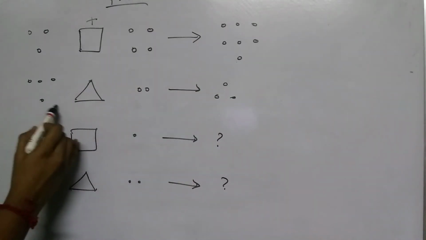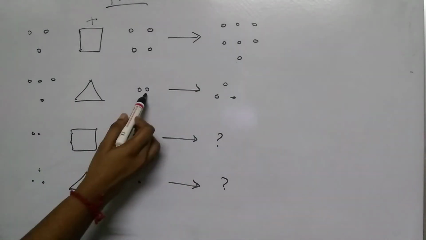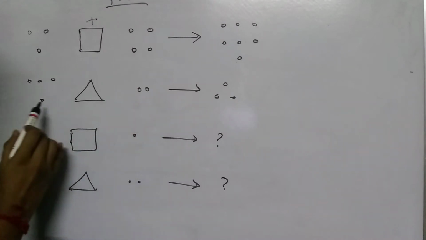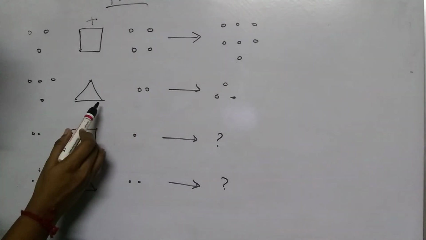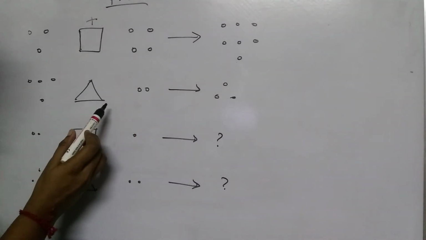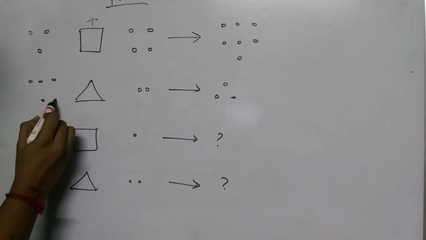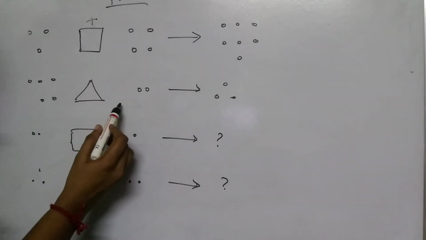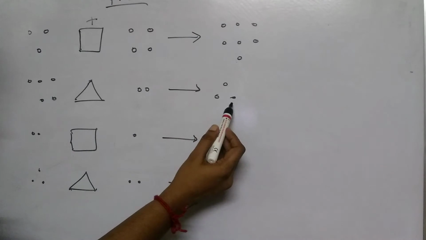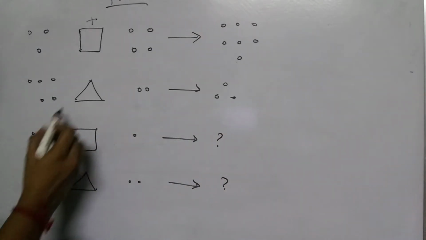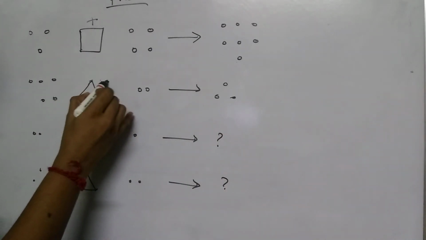Here again see the next one. So 4 dots here, 2 dots here. No, 5 dots, right? 5 dots here, 2 dots here. That means if you subtract it, you will get 3. Right? That means the triangle represents subtraction here.